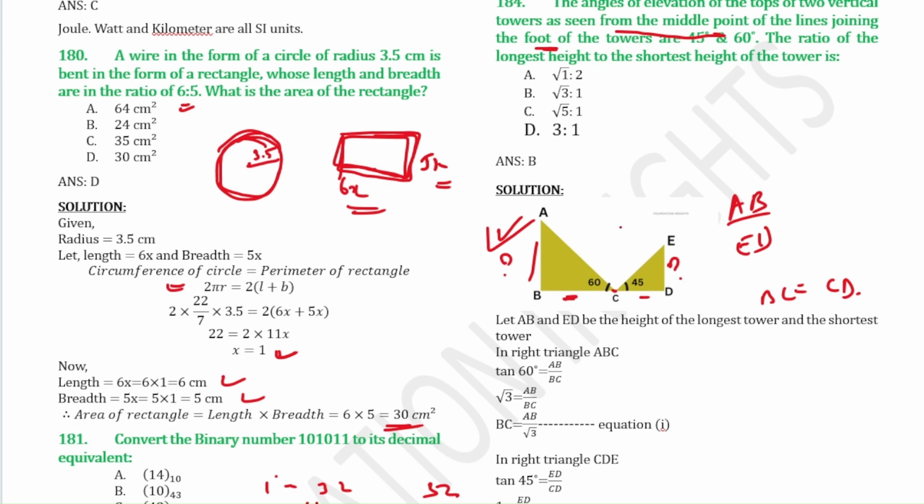Now, firstly, we'll consider this, because this is a right angle triangle. So for right angle triangle, tan 60 is AB by BC, right? And the value of tan 60 is root 3. Now, if you send root 3 this side, then it will become division, right? So the value of BC will be AB by root 3. So this is equation 1. Why are we taking BC? Because we have to equate later, because BC is equal to CD, okay?